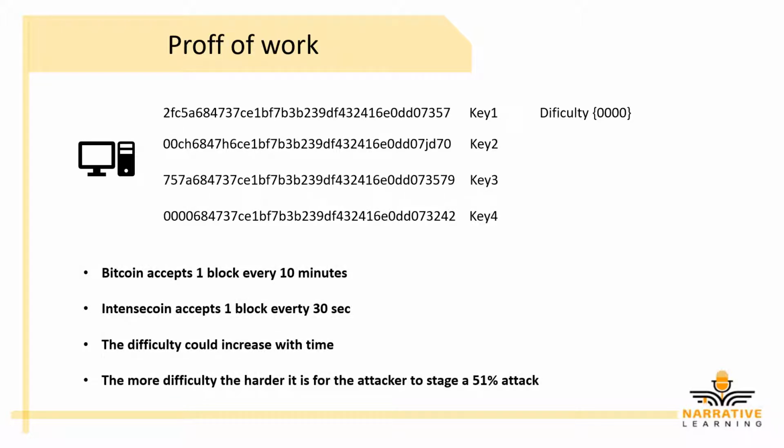The rules for proof of work are different in different currencies. Bitcoin accepts one block every 10 minutes, with some difficulty, of course. Intensecoin accepts one block every 30 seconds, and it's different for different coins. The difficulty could increase with time. The more difficulty, the harder it is for the attacker to stage a 51% attack.